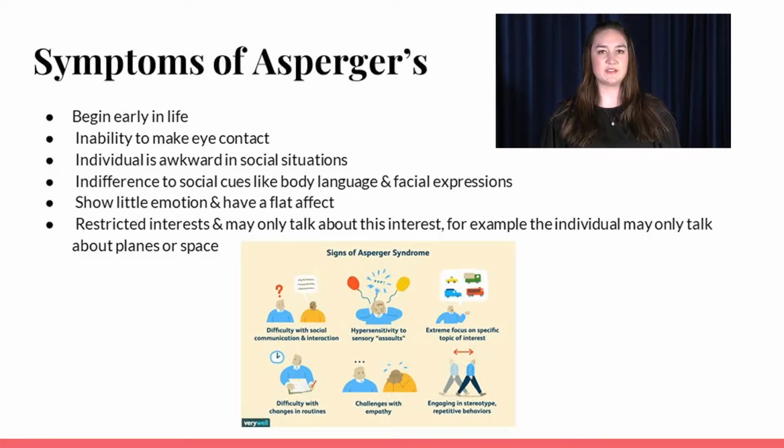So what do symptoms of Asperger's look like? They're usually detected pretty early in life. One of the first symptoms is the inability to make eye contact. Especially children, they won't respond to their name very well. They won't look at you when you call them. They also may have a very flat affect and not be able to show empathy or have any emotion themselves. They're also pretty indifferent to body language and facial expressions. For example, they won't be able to tell that someone crying means that they're sad. And then again, they show a very restricted interest in certain topics. For example, an individual with Asperger's may only be able to talk to you about space.